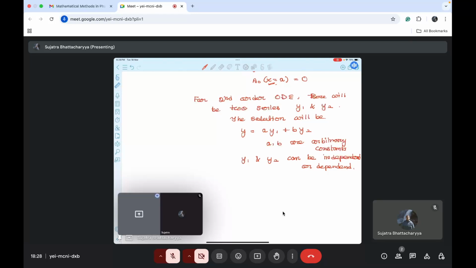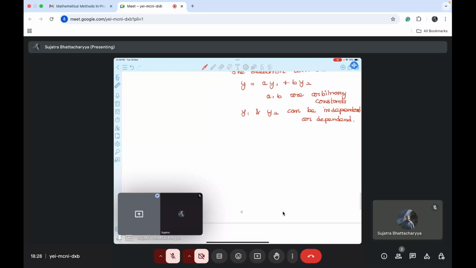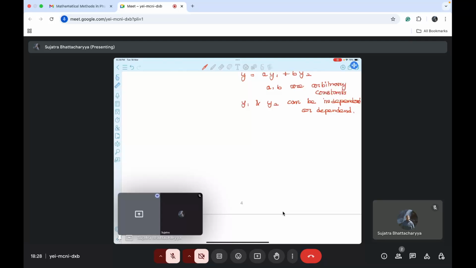So these are the common things before going to the power series method. Now, how to do this power series solution? So, the procedure.